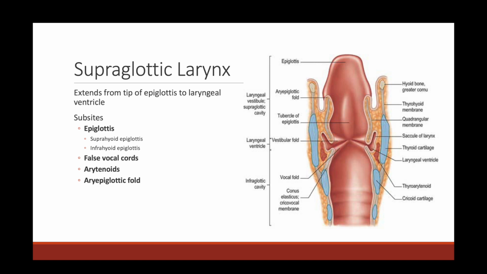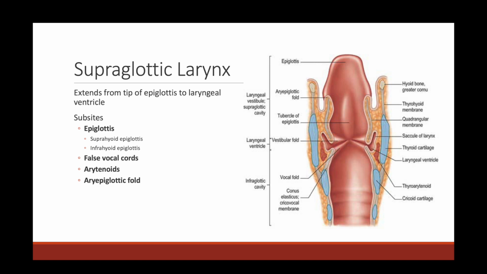We have our false vocal cords, we have these arytenoid cartilages, and then we also have the aryepiglottic fold. It's important to realize that the false vocal cords are part of the supraglottic larynx, and then the true vocal cords are part of the glottic larynx. So false vocal cords do belong to the supraglottic larynx.